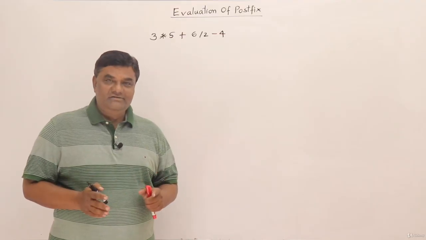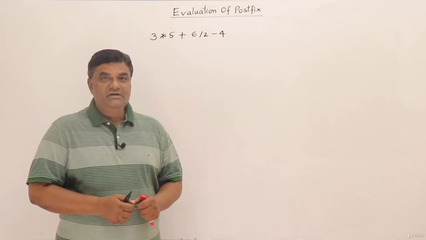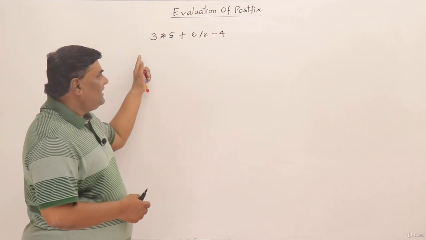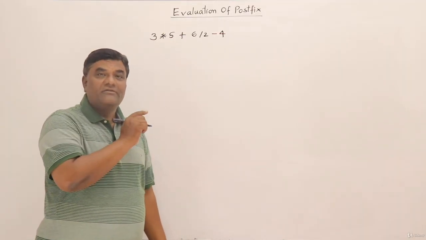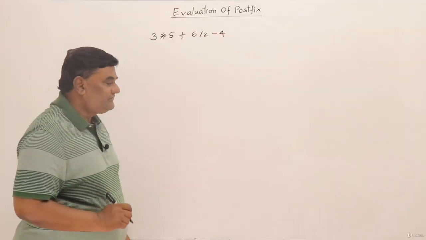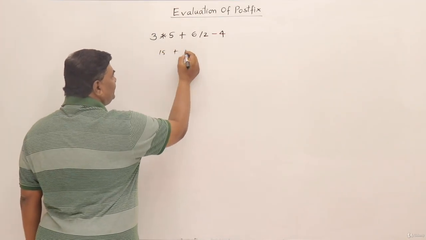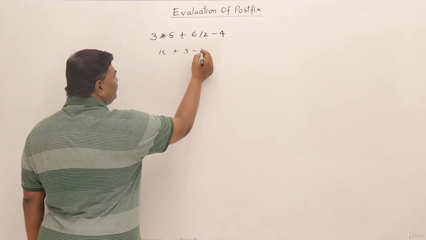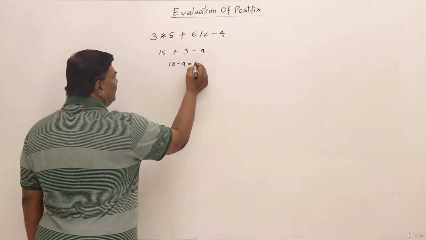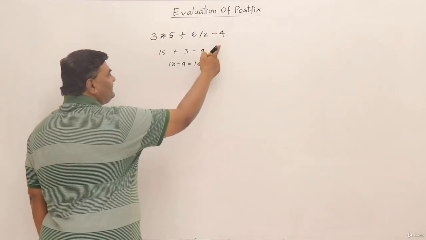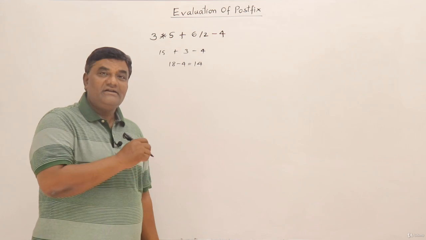In this video, we will learn how to evaluate a postfix expression. So here in the example, I already have an infix expression. Let us see what is the value of this one. 3 fives are 15, plus 6 by 2 is 3, minus 4. So this is 18 minus 4, 14. So the result of this expression is 14. I have directly evaluated it and got the result as 14.